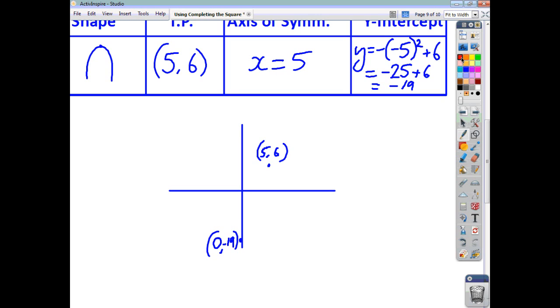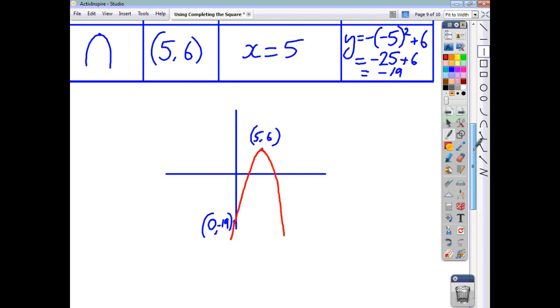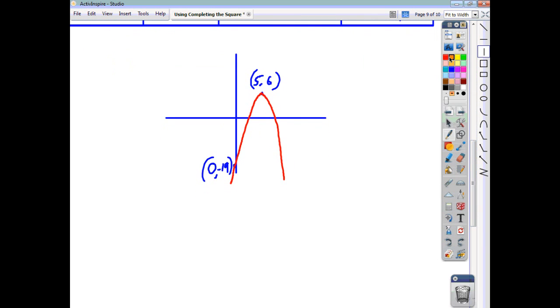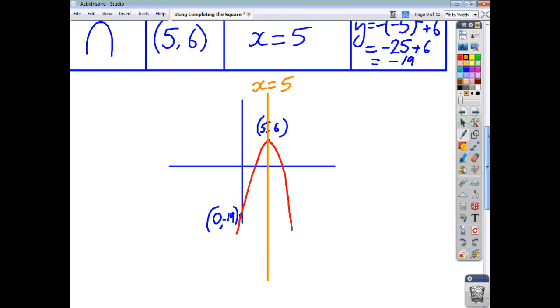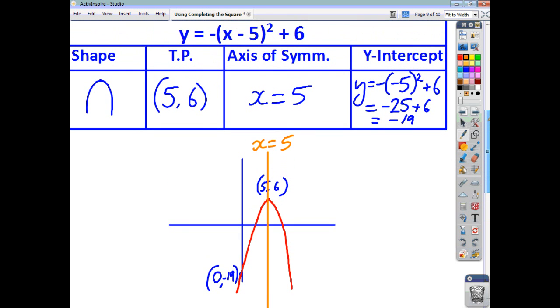And then it's n-shaped, so our points all look pretty good. And we can draw on our axis of symmetry, which will be a straight line going vertically down like so, and it will have an equation of x equals 5. Okay, so that's how you would use a function where you've completed the square to quickly identify key features such as the turning point, the axis of symmetry, the y-intercept, and so on.